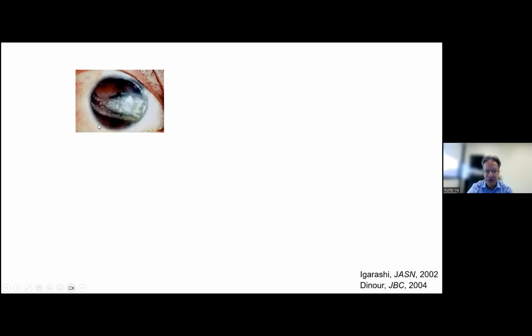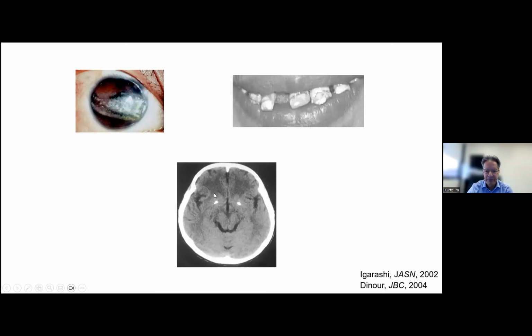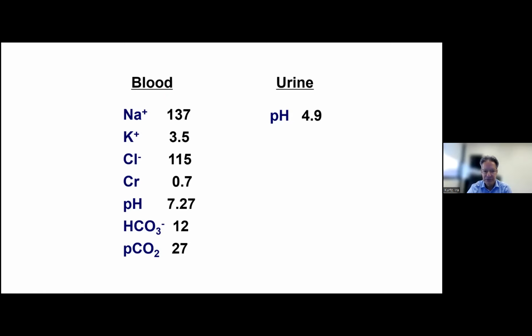And so this was her eye. It showed so-called band keratopathy, or if you want, corneal opacities. The teeth were abnormal, and she had calcification of the basal ganglia. And these were her blood chemistries. So she had a non-GAP, or a hyperchloremic, if you want, metabolic acidosis. We don't know if it was compensated or not properly, because we don't have the blood gas PCO2 listed here.